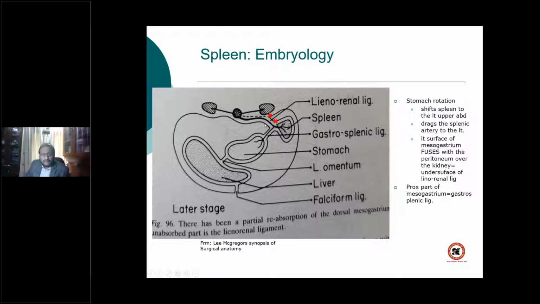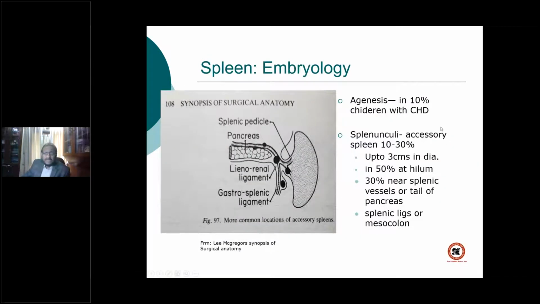Now, the proximal part of the same dorsal ligament remains as the connection between the stomach and the spleen, as the gastrosplenic ligament. Now, you can find agenesis in 10% of children, and they usually have congenital heart disease. Spleniculi, which are accessory spleens, are found in 10 to 30% of cases, which is quite a high percentage. And when you find these, they can be as large as 3 centimeters in diameter.